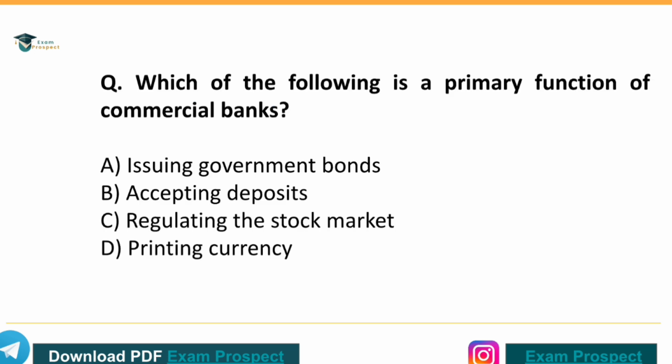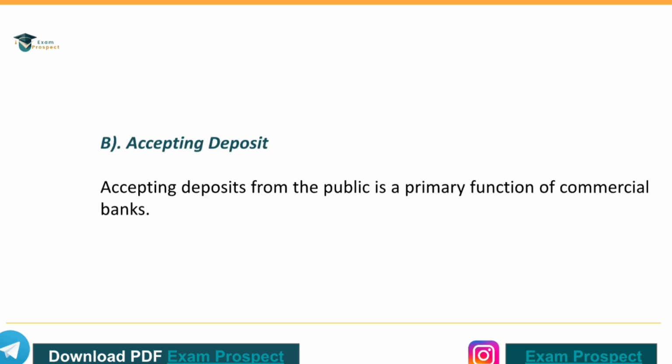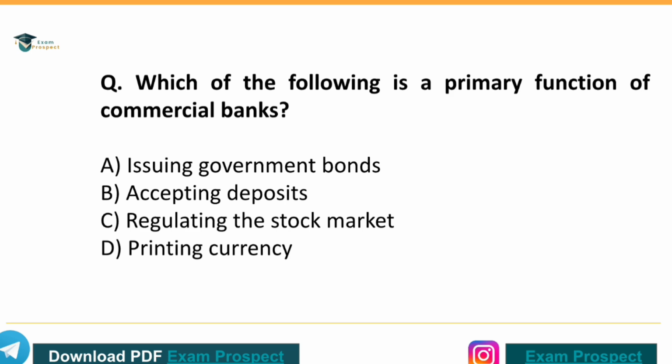Next question, which of the following is a primary function of commercial banks? Correct answer is option B, accepting deposits. Here, accepting deposits from the public is a primary function of commercial banks. And here is why the other options are not primary functions. Issuing government bonds is the responsibility of the government or its appointed agencies. Regulating the stock market, the Securities and Exchange Board of India is the primary regulator of the stock market in India. And printing currency, the RBI has the sole authority to print currency in India.